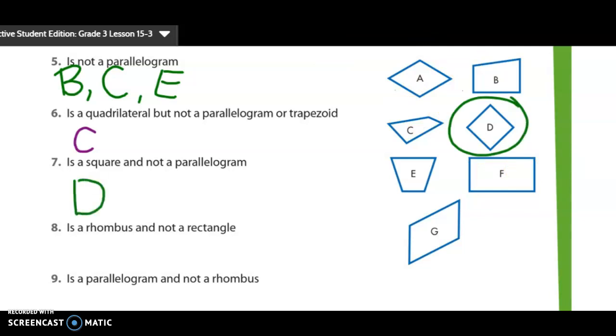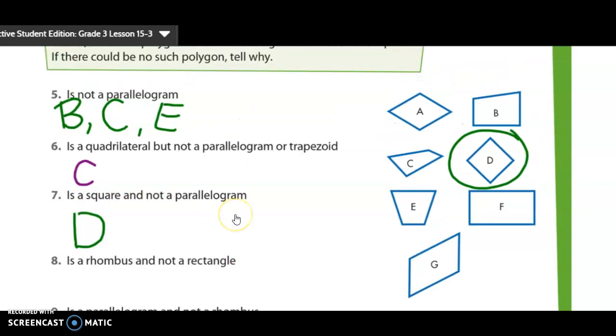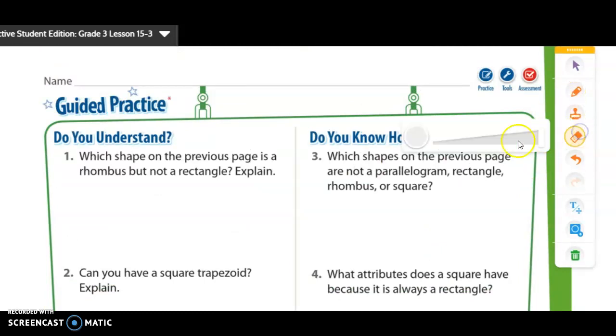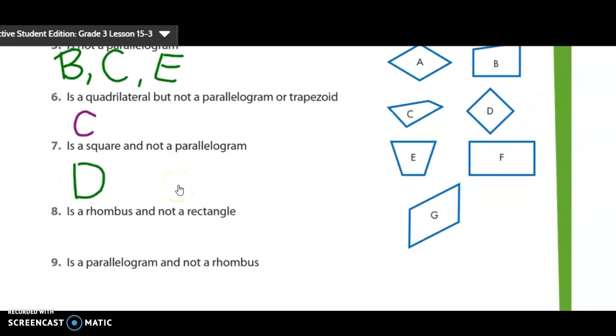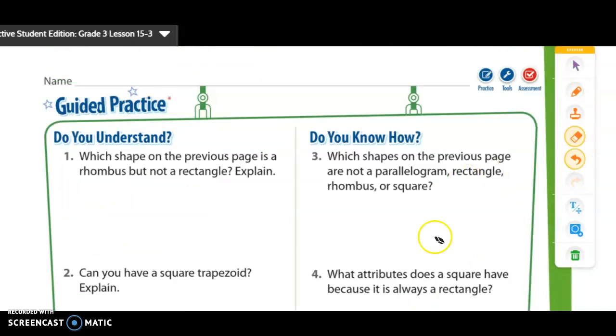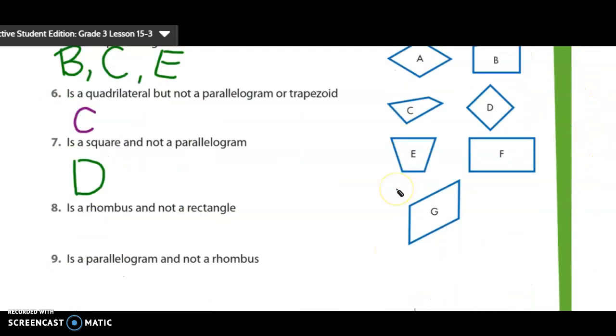Now, technically, is this a parallelogram? About to blow your mind. Yeah, it is, but is a parallelogram the most specific name we can give that shape? No, we can name it a square. So that's why they're wording it like that. Hey, it's not a parallelogram. Yes, it is, but it's most specifically named a square. Remember how we talked about shapes can be lots of different names, and the best name to use is the most specific name.